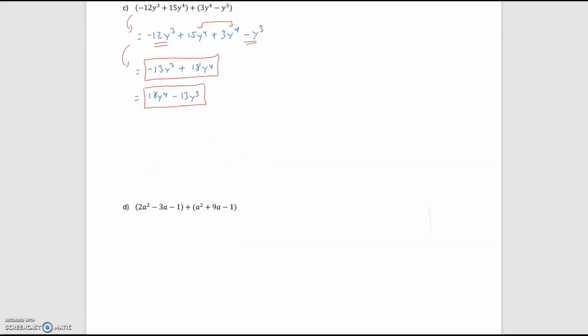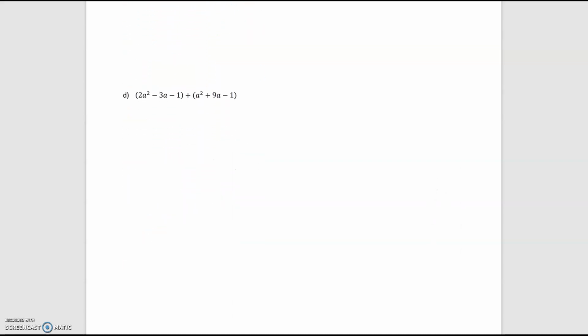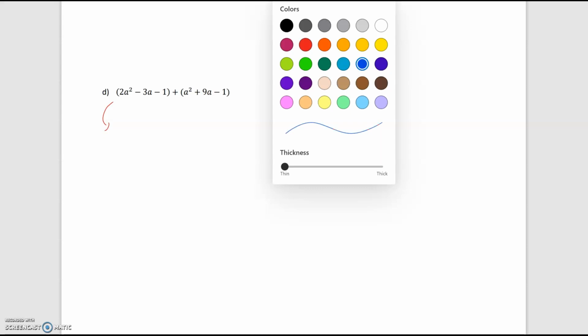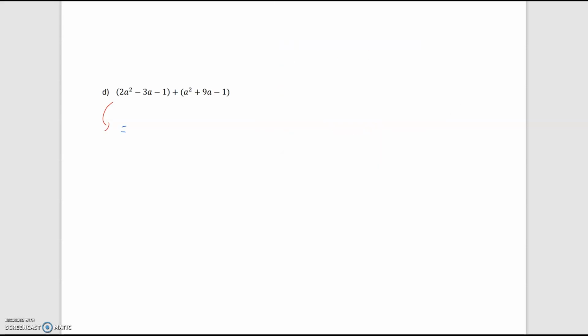Let's move on to D. And in problem D, once again, there are no constants on the outside. So we could just say that this is 2a to the second minus 3a minus 1 plus an a squared plus 9a minus 1.